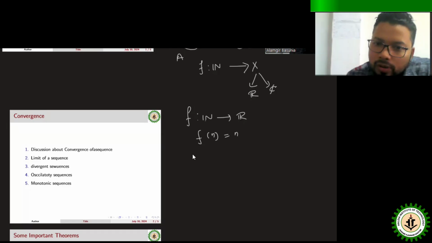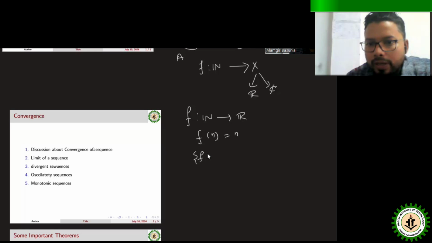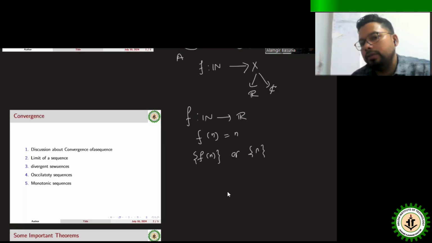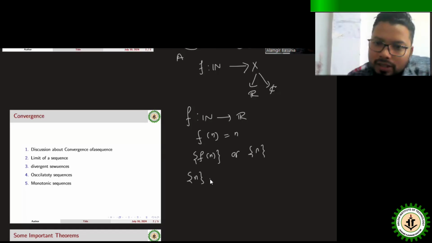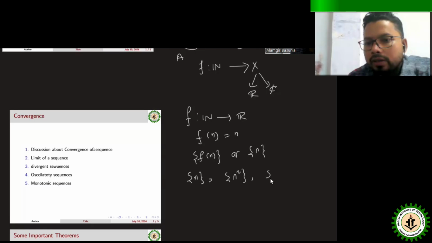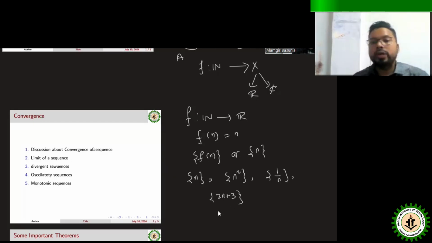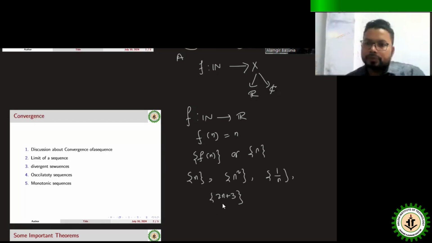Now we denote this sequence by the notation fn, or by the values of fn. Similarly, we can denote f(n) equal to n square. So we can get many sequences: n square, 1 by n, 2n plus 3. Many sequences we can give from it.